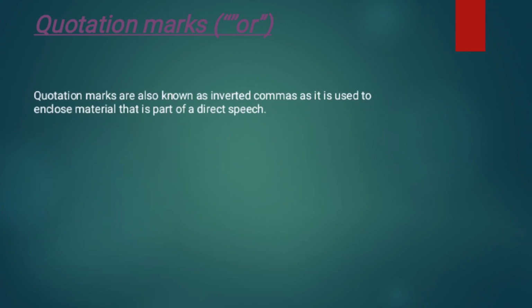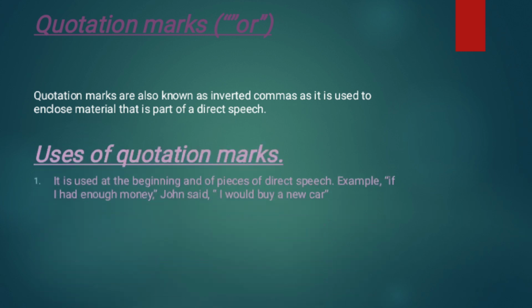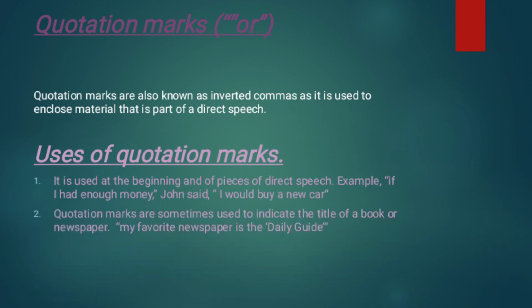Let's go to quotation marks. Quotation marks are also known as inverted commas, as they are used to enclose material that is part of direct speech. Let's look at the uses of the quotation marks. They are used at the beginning and end of a piece of direct speech. Example, "If I had enough money," John said, "I would buy a new car." Then, quotation marks are sometimes used to indicate the title of a book or newspaper. My favorite newspaper is the "Daily Guide," and the quotation marks are being used there to indicate that.